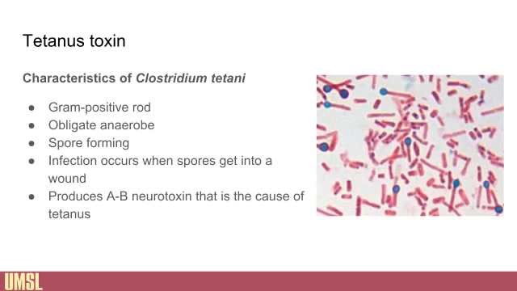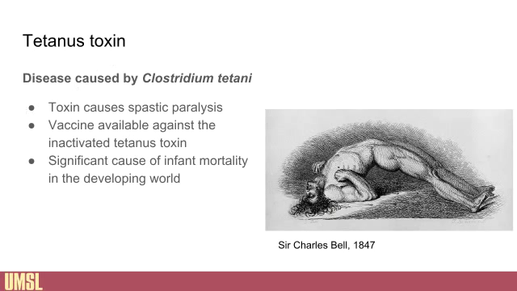And basically, once they begin growing in this anaerobic environment, they start secreting a neurotoxin of this AB variety that causes tetanus. And so tetanus is characterized by spastic muscle paralysis. And so essentially this is your muscles flexing as hard as they possibly can.